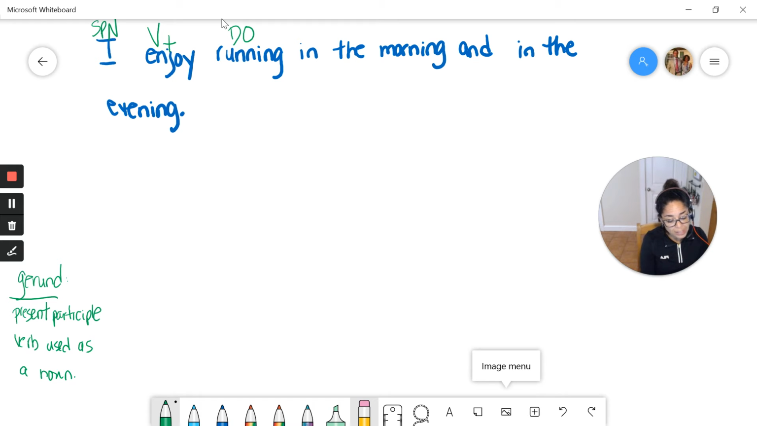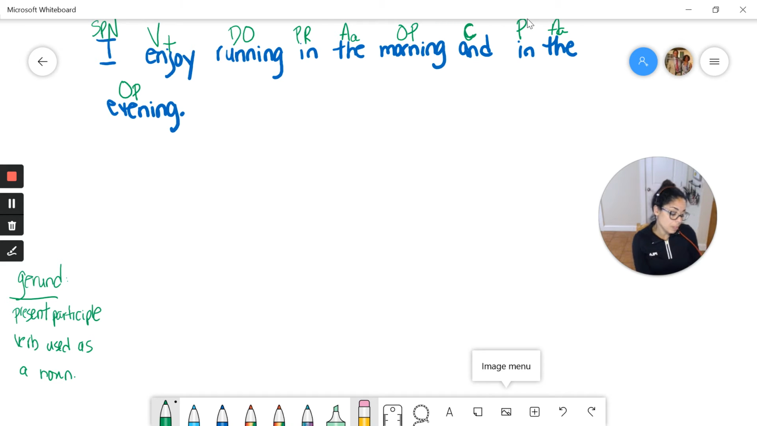So I enjoy running. In the morning, in is our preposition. Our object of our preposition is morning. And the is our article adjective. And is our conjunction here, okay? And in the evening, we have here our preposition is in. Then the is our article adjective, and evening is the object of our preposition.